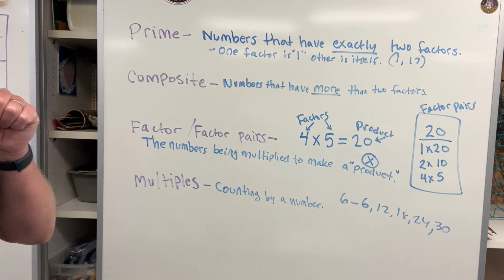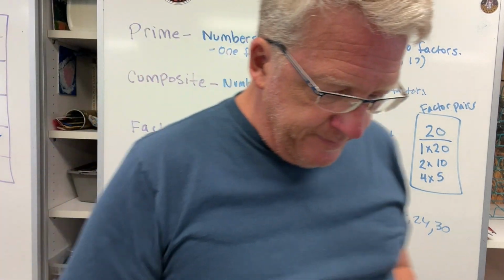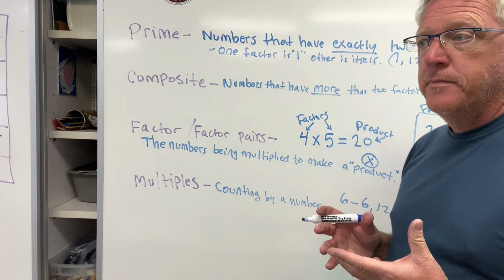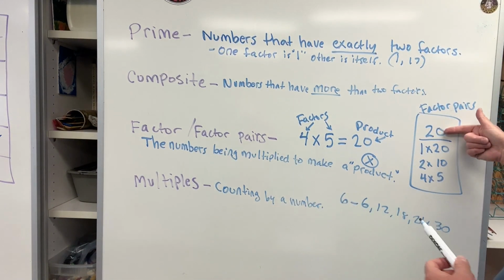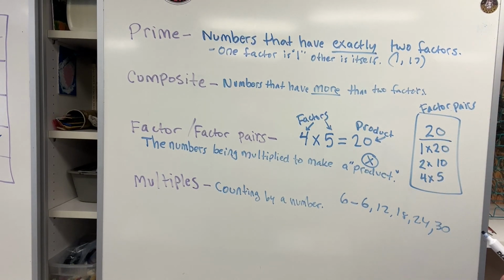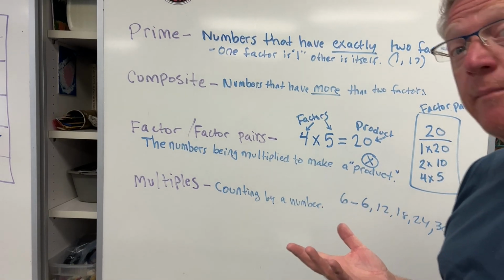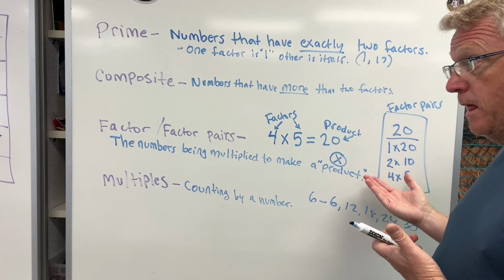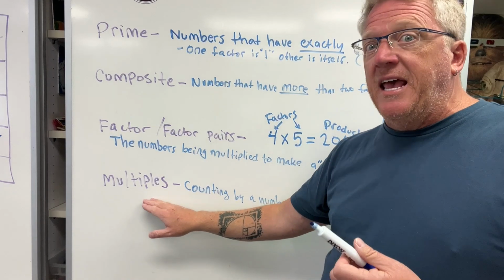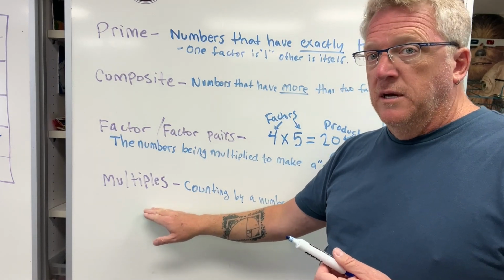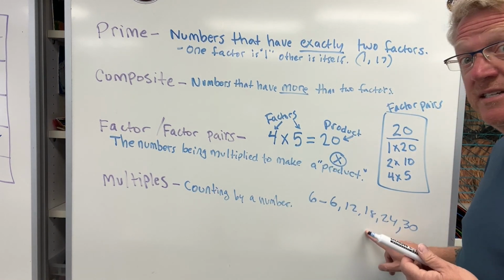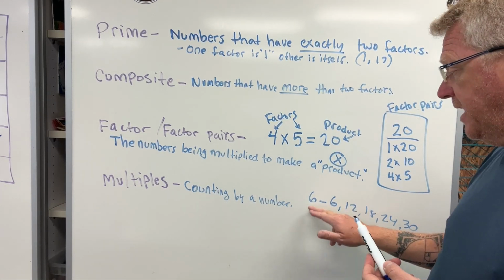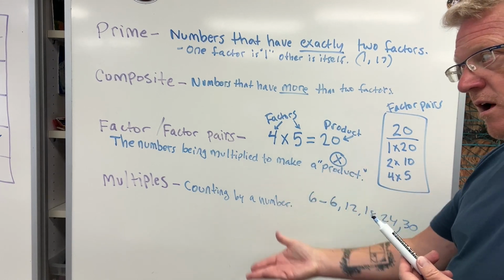So I can see on the quiz giving you a number like 20 and saying name all the factor pairs, because there's a finite number of them. There's a limited number of factor pairs for every given number. But there's an unlimited, infinite number of multiples. Because I could keep counting by 6s and go on and on and on and on.